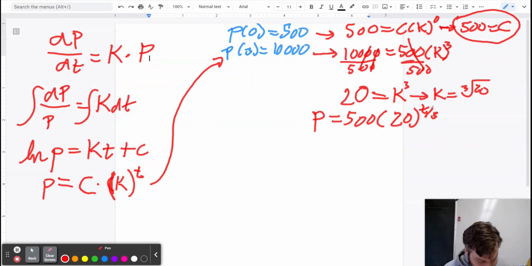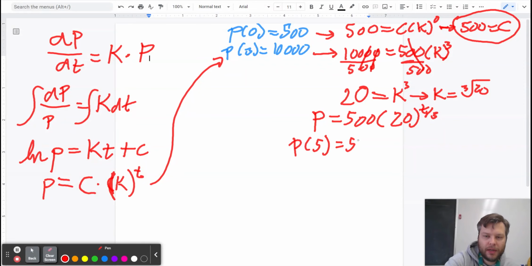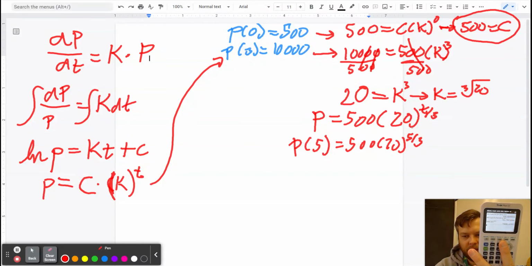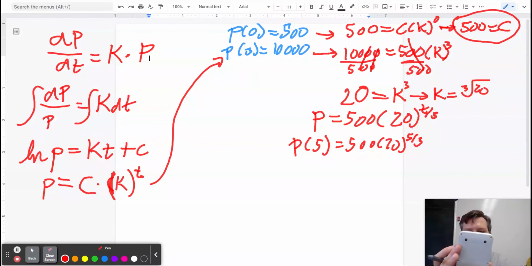Find the number of bacteria present after 5 hours. So that would just be P of 5. Pop it into your calculator, unless you know how to do 20 to the 5/3 in your head. So let's see what comes out. 500 times 20 to the 5/3. According to the model, this is what I get. So 73,680. Make sure you also round.